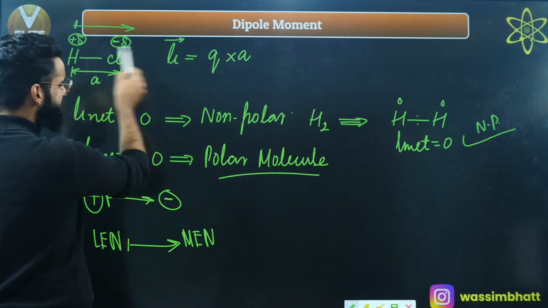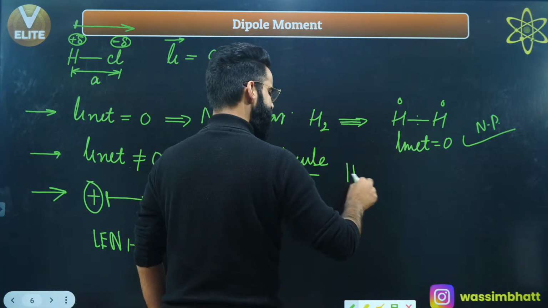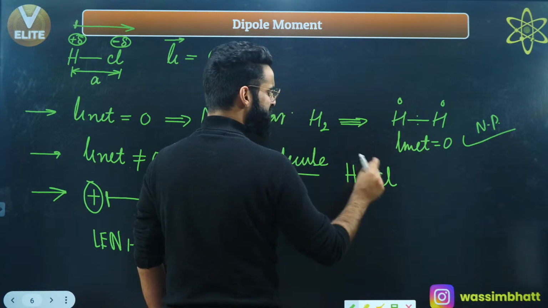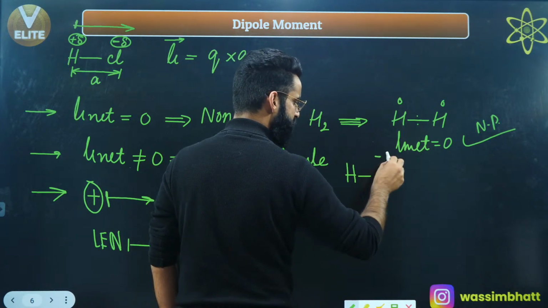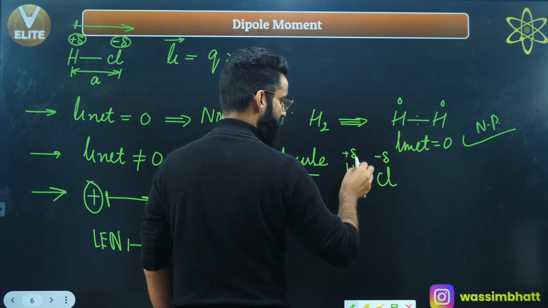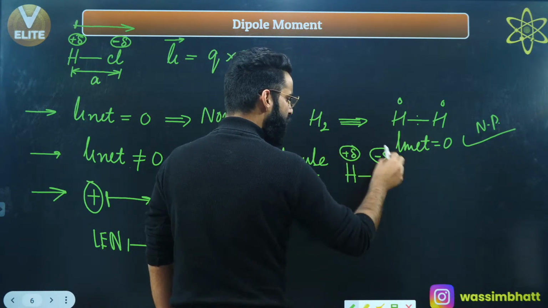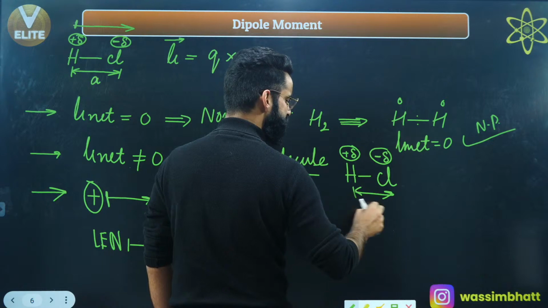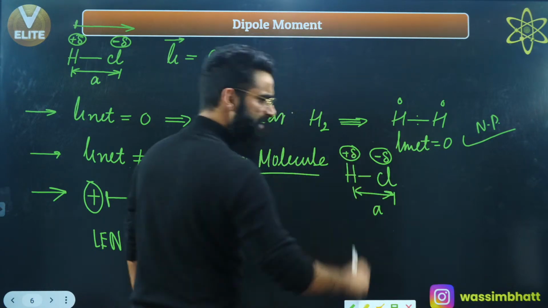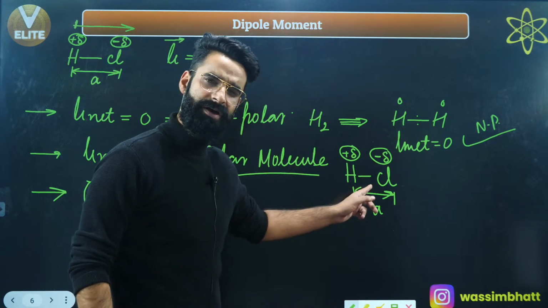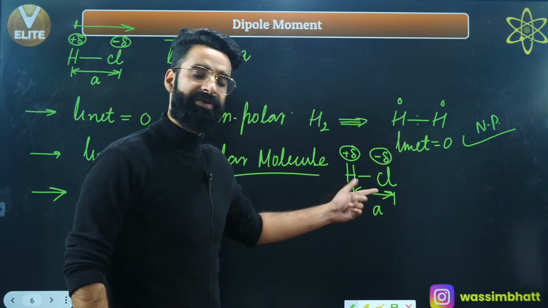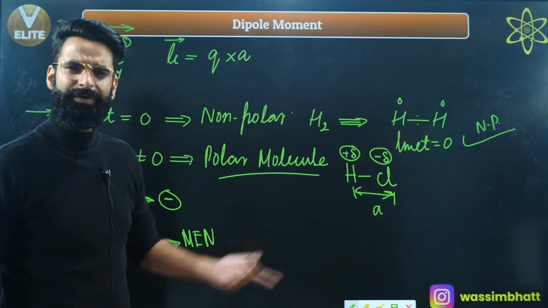If I take the case of HCl, this chlorine is more electronegative. It will attract the bonded pair of electrons towards itself, due to which this chlorine gets delta negative, hydrogen gets delta positive. So I got equal and opposite charges separated by certain distance, right? So this molecule is right now behaving like a dipole. If it is behaving like a dipole, we can calculate its dipole moment.